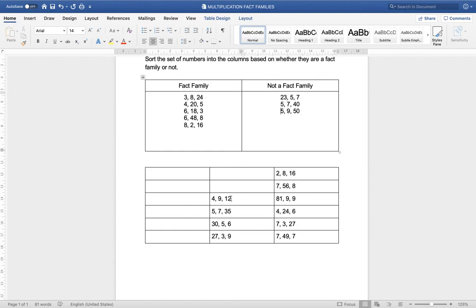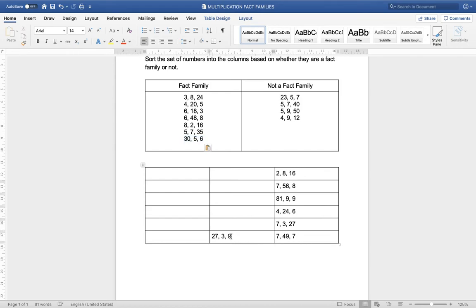4, 9, and 12. Well, 4 times 9 is not 12. Those numbers have got nothing to do with each other. They are not a fact family. 5, 7, and 35. That is not a fact family. That was a test. This is a fact family. I hope you caught that. 5 times 7 is 35. 30 does divide by 5, and the answer is 6. So that is a fact family.